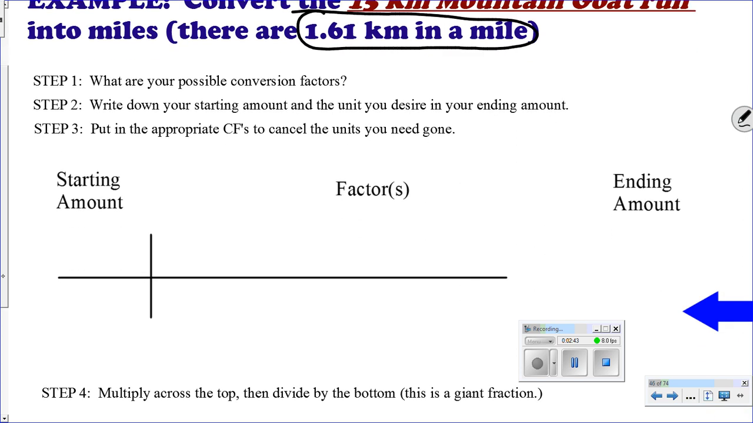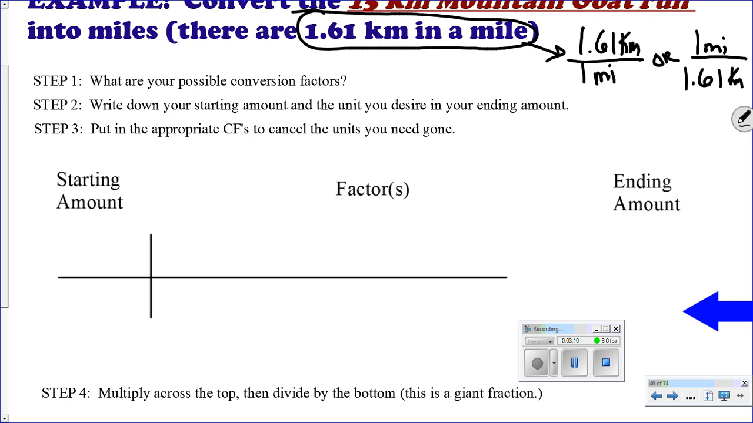So step 1, sometimes I like to first think about my possible conversion factors. Sometimes you can do that as your step 2. As you get comfortable with these, you can determine that for yourself. So we have 2 possible conversion factors that we could use: 1.61 kilometers over 1 mile, or 1 mile over 1.61 kilometers. My starting amount is what's given to me in the problem. That's 15 kilometers.